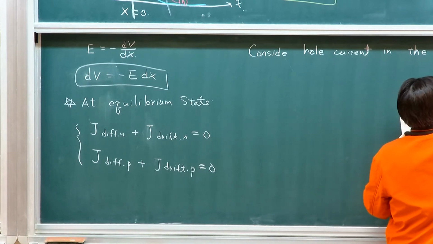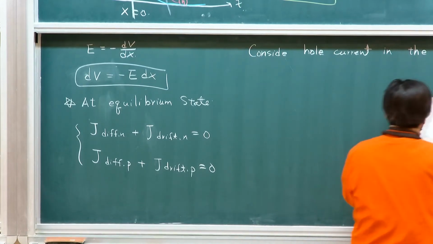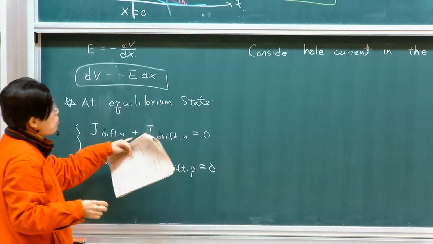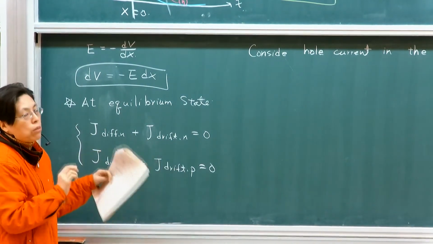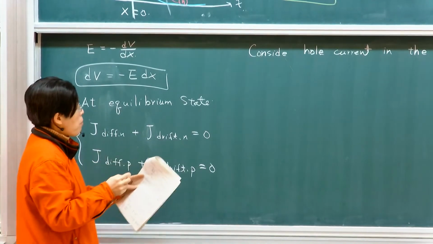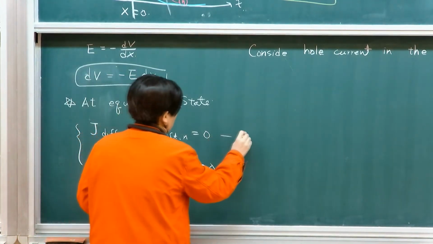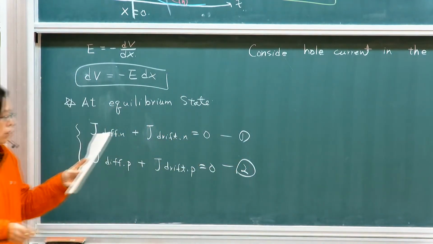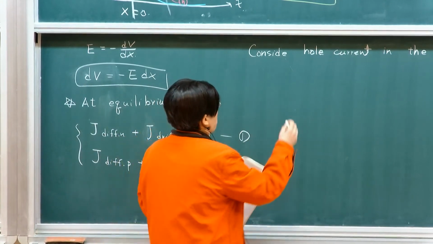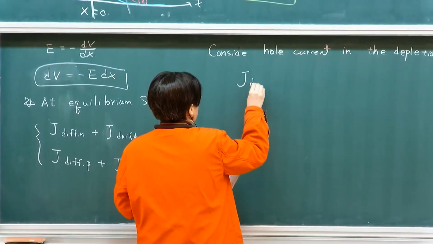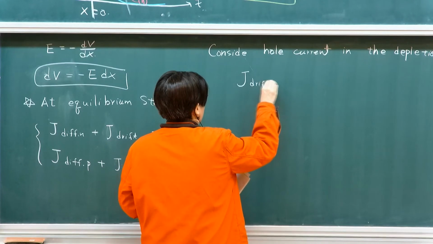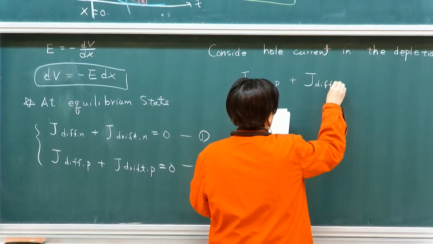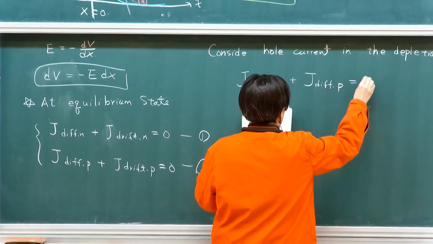We're going to do a little math, and then we'll come back to explain what it means. You can use equation 1 or 2; it will give you the same results. I'm doing equation 2. You can do the exercise on equation 1, and the results should be the same. So it tells us that my drift hole current plus the diffusion hole current should equal 0.